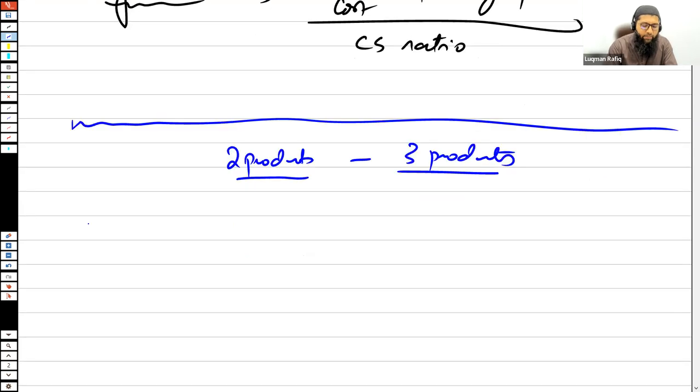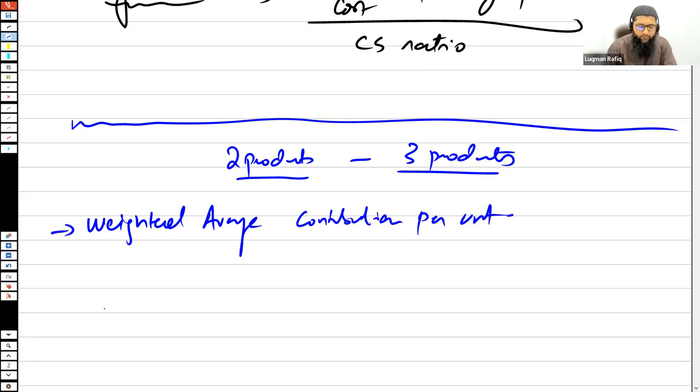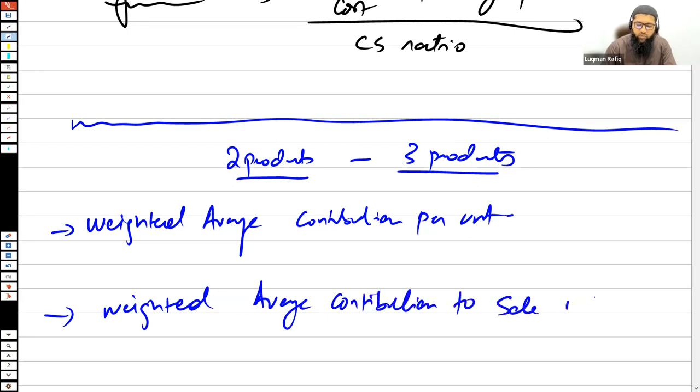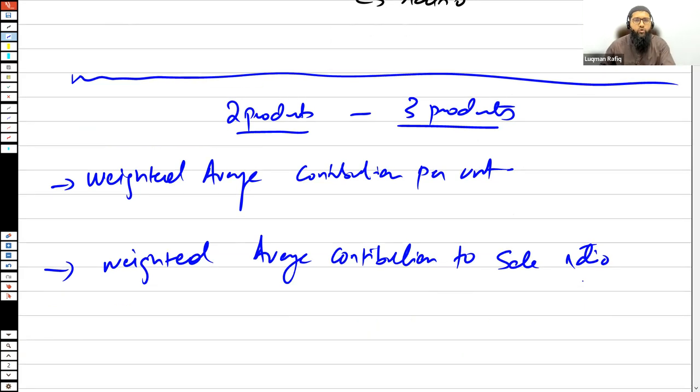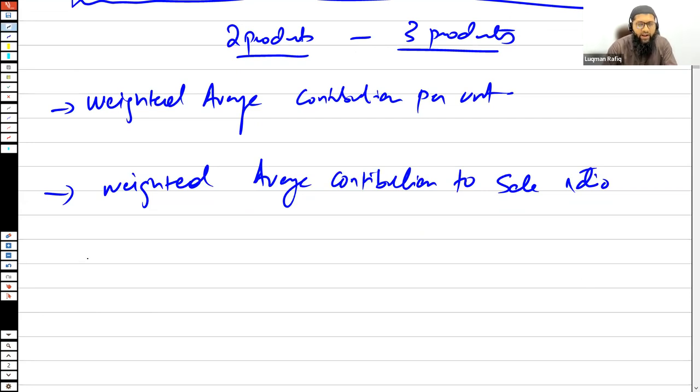In case we have multiple products, we go about calculating the weighted average contribution per unit. We go about calculating the weighted average contribution to sales ratio. So I repeat, in case you have multiple products, we calculate the weighted average contribution per unit and the weighted average contribution to sales ratio. Now, what exactly are these?